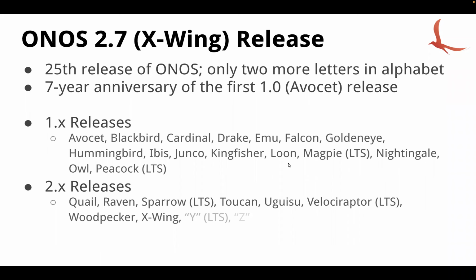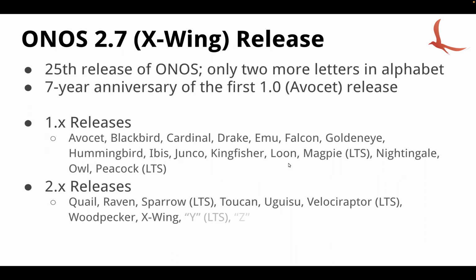Just a quick recap. Today is not exactly, but we're within a couple of days of the 7-year anniversary of the first ONOS release, named Avocet. Seven years ago, time flies. This will be the 25th release of ONOS, so that means we have only two more letters in the alphabet.